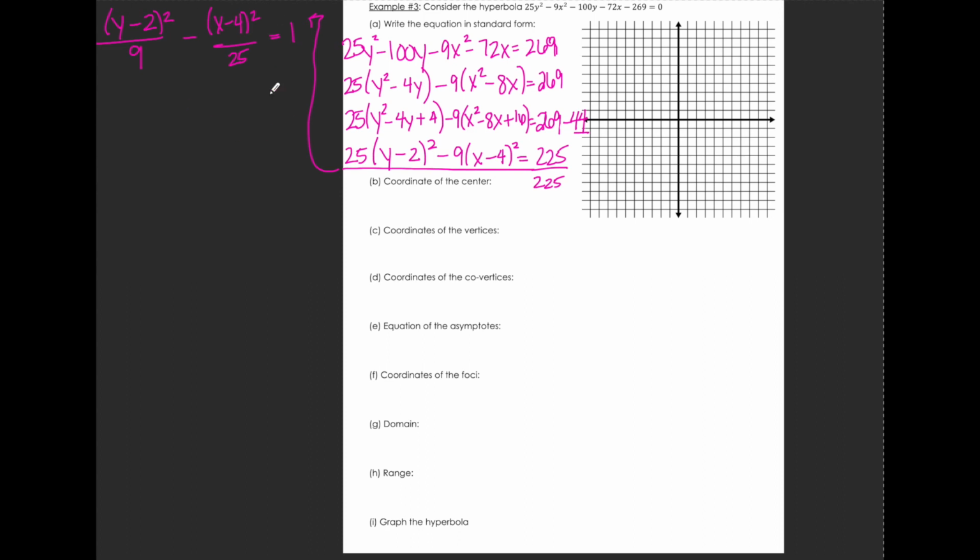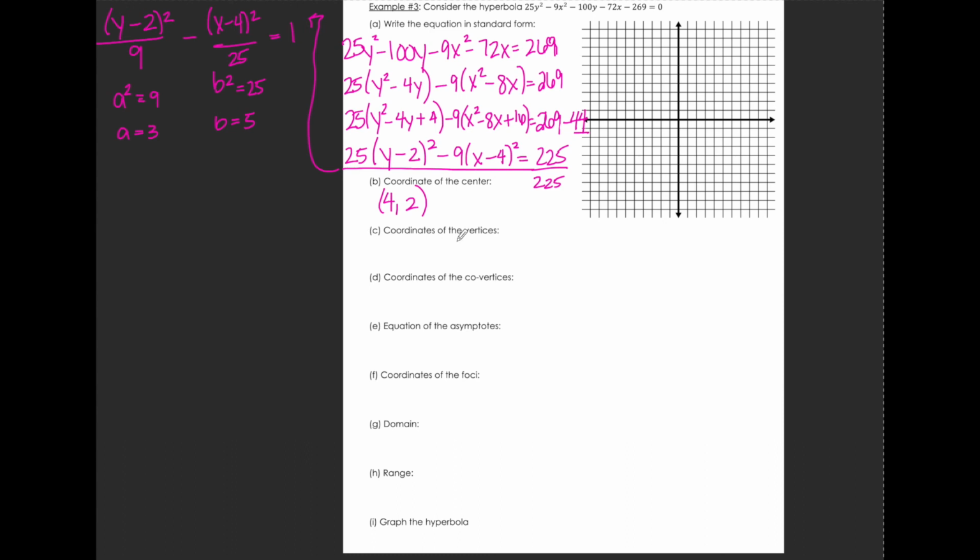Now that this thing is in standard form, all this information will be a lot easier to pull out. So the coordinates of the center come from h and k, so that's going to be positive 4 and positive 2. The coordinates of the vertices come from a and b. So I know from the standard form that a squared is equal to 9, so a is equal to 3. And b squared is equal to 25, so b is equal to 5.